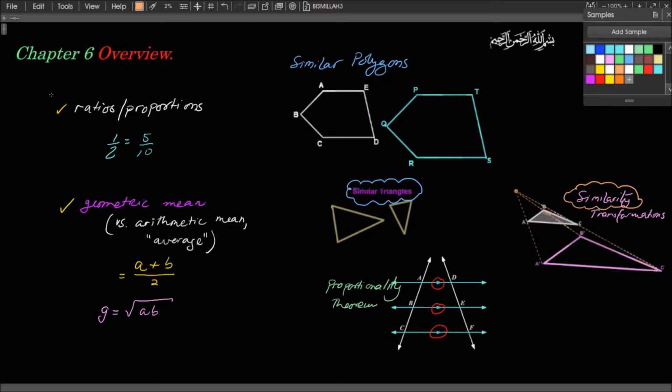Again, we shall begin with talking about ratios and proportions. Then we shall talk about geometric mean and what that means. Thereafter, we shall apply these concepts to similar polygons, and among these, of course, the special polygon being the triangle. After that, we shall talk about proportionality theorem, and I think that's a lot of fun. And finally, we shall finish off by talking about similarity transformations, or transformations in the Cartesian plane of similar figures.